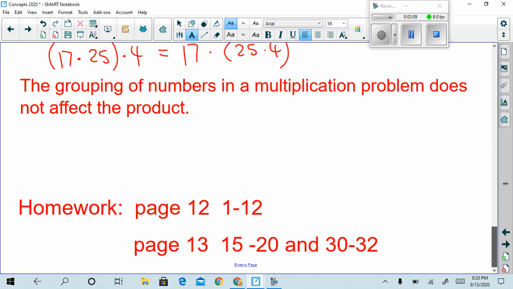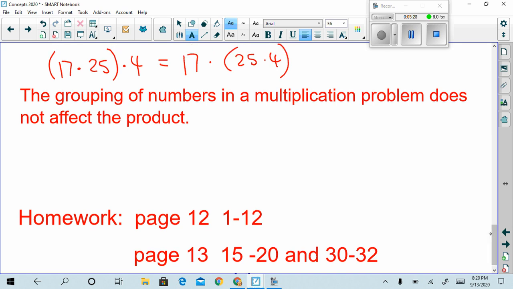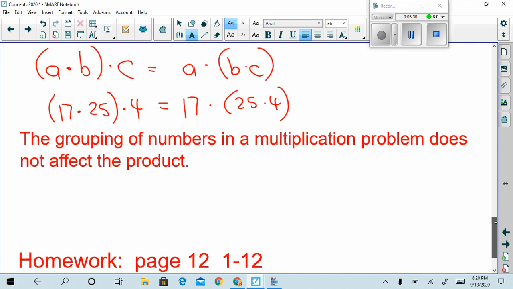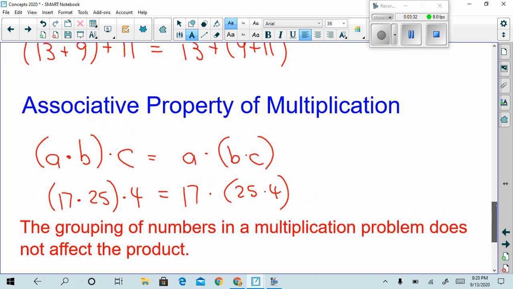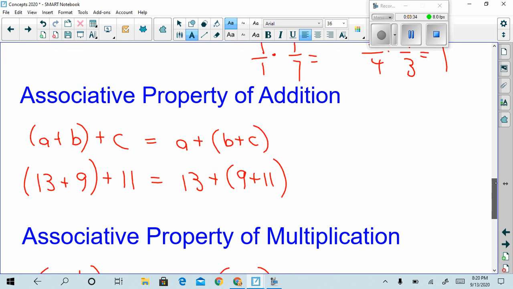Your homework on this lesson will be pages 12 and 13 for the following problems. I'm keeping this video very short simply because we do have an in-person class today and the Zoom lesson. So this was just basically the properties for your reference to copy in your notes, and the rest will be covered in class today. So I'll be seeing you in class.